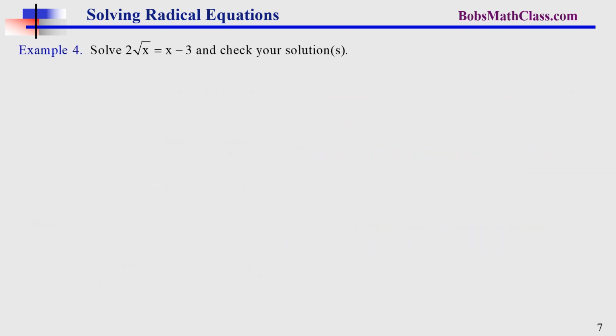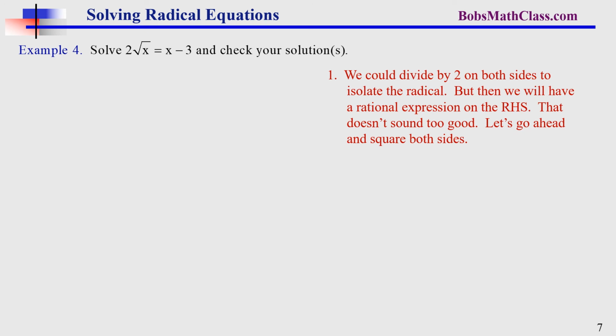Okay, here's our next problem. Now, we would like to isolate the radical on the left-hand side. On the left-hand side is 2 square root x. The only way we could isolate the square root x on the left-hand side is to divide by 2. That's legal, we could do it, but then we have to divide by 2 on the right-hand side. That would give us x minus 3 all over 2 on the right-hand side. That's a rational expression. Then we would have to square it. It's going to get a little bit messy if we do that.